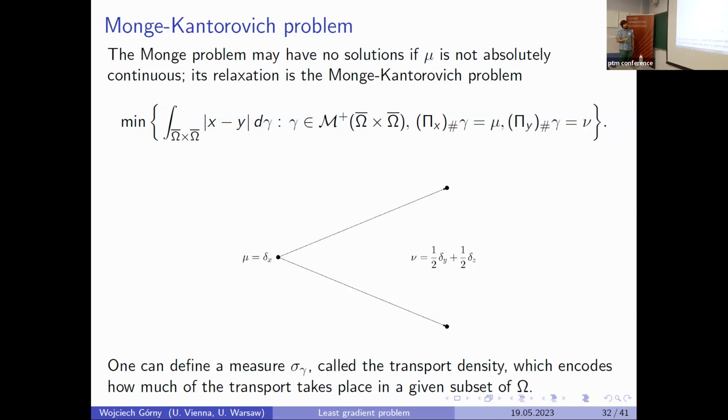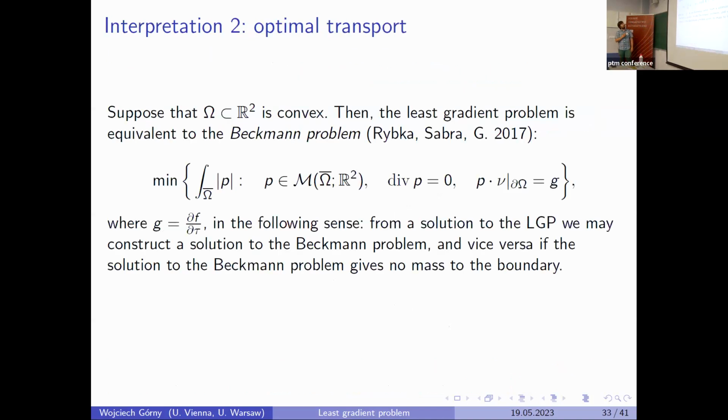And then we still have some transport rays. Here, again, along transport rays which do not intersect. And then one important thing is that we can actually see how much transport takes place in a given region. So we define a measure which is called the transport density, which encodes this, which we will use later. There is an explicit formula, but I won't give it.